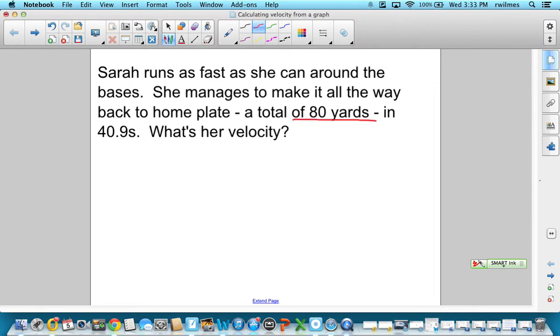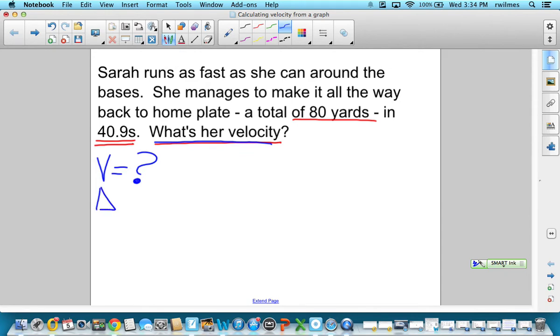I'm underlining that because that is definitely important. She makes it in 40.9 seconds. What's her velocity? Okay, so we pulled out the important information. Let's match that up with our variables. Do we know velocity? We don't, right? Because it's asking us what's our velocity. So I'm going to put velocity equals question mark.